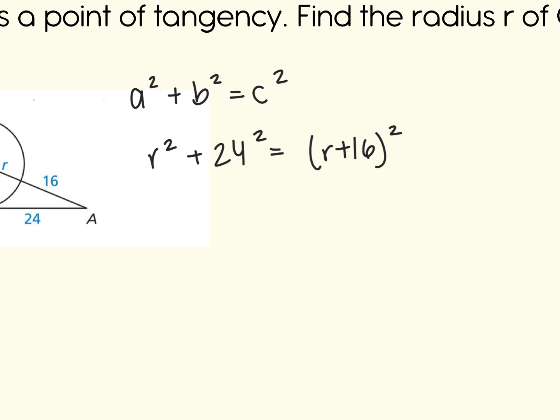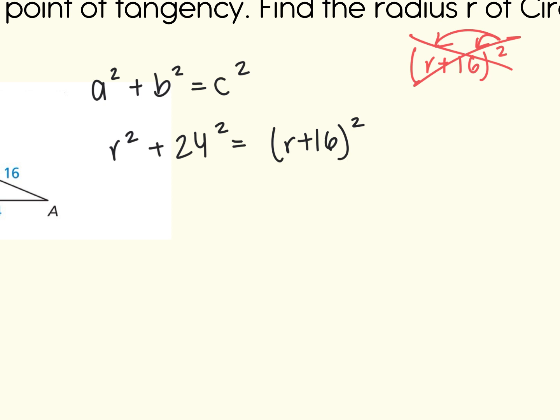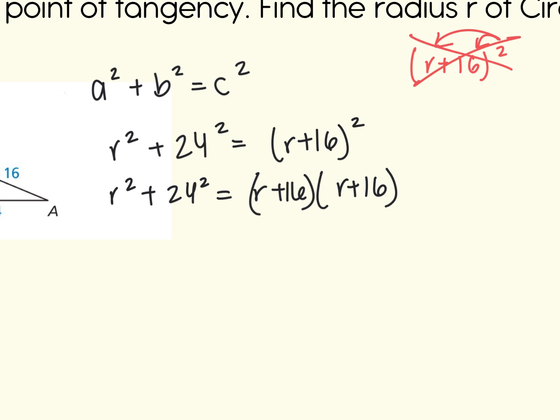Please, please, please, do not just distribute that squared. That is incorrect. You need to think of this question as r squared plus 24 squared equals (r plus 16) times (r plus 16). So you have to do that FOIL method, or if you remember the little trick to it, then that's up to you. But do not distribute that exponent of 2. If you do that, you are going to get it incorrect. So let's go ahead and solve it.